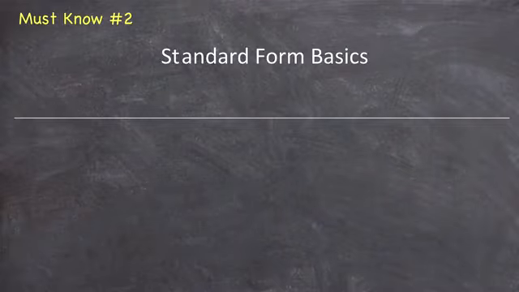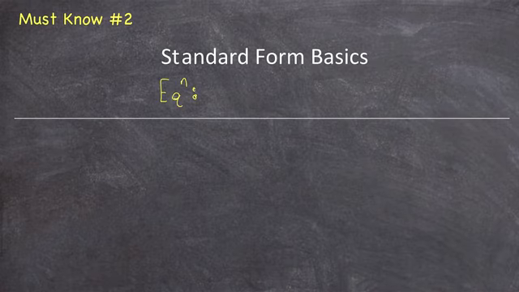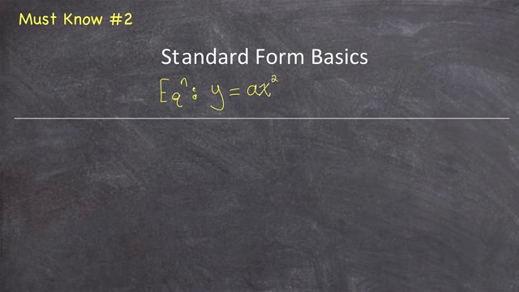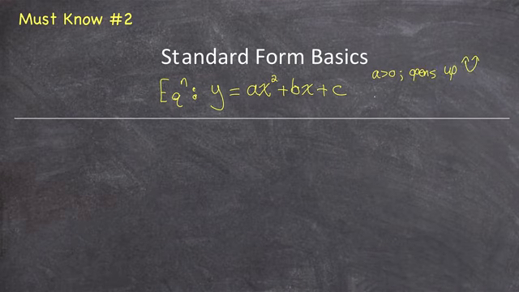The second thing you must know about quadratics is the standard form equation of a quadratic. The standard form equation of any quadratic relationship takes the format y equals ax squared plus bx plus c, where a, b, and c could be any real number. From a standard form equation, we can tell a couple properties about a quadratic. The a value will tell us the direction of opening. If a is greater than 0, I know the parabola opens up. And if a is less than 0, the parabola opens down.